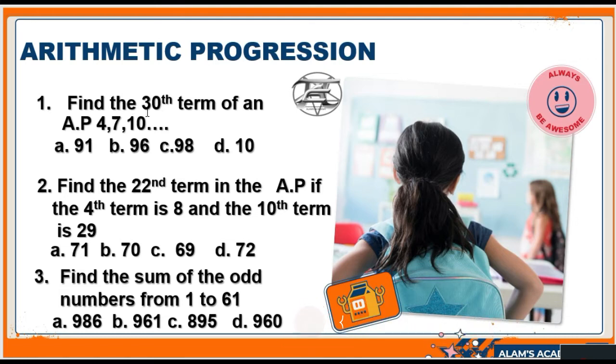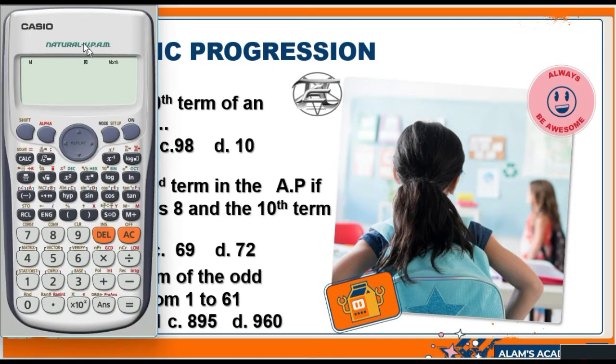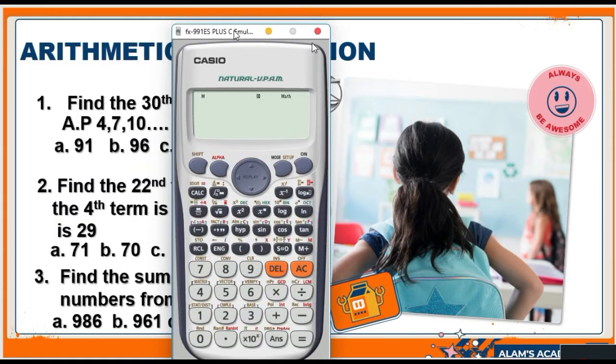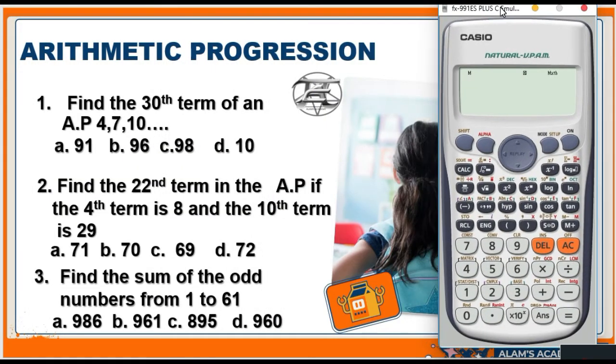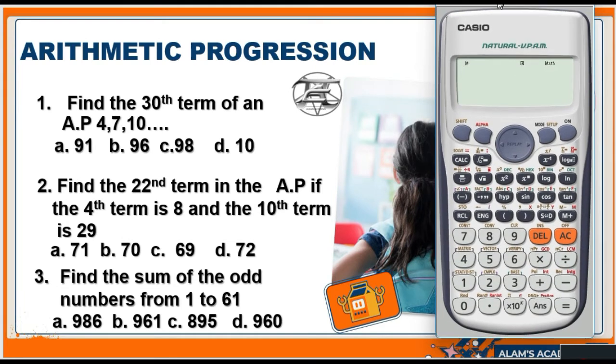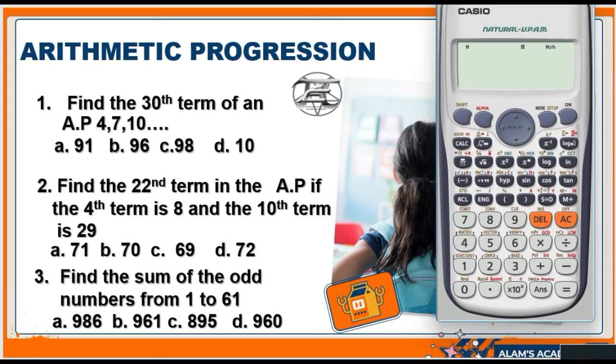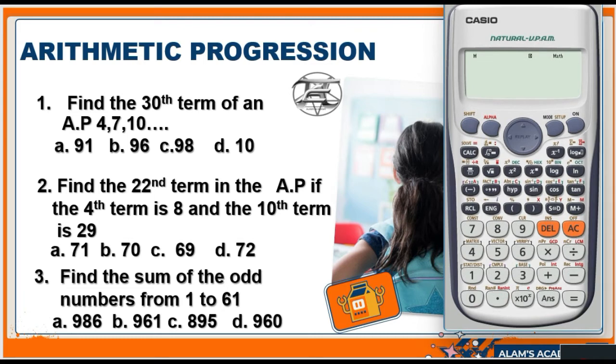So the first example we are taking on the arithmetic progression is that we are going to find the 30th term given the progression 4, 7, and then 10. So that's the sequence given to us. So we want to find the 30th term, and we're going to use the calculator. Very easy and simple, and we will arrive at our answer.